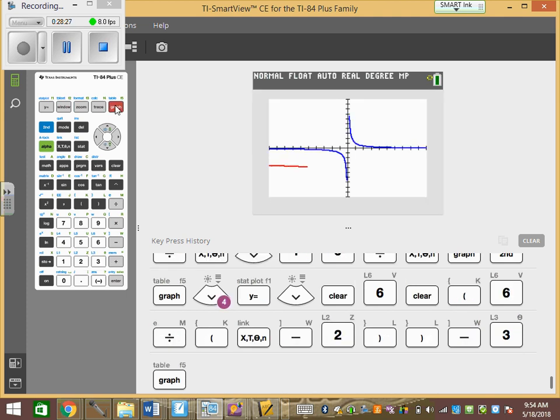So that's the original. So my asymptotes moved. Both of them actually did. Why? Because I have a horizontal translation and I have a vertical translation.